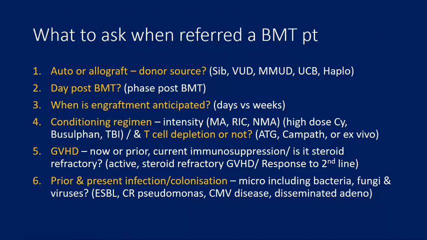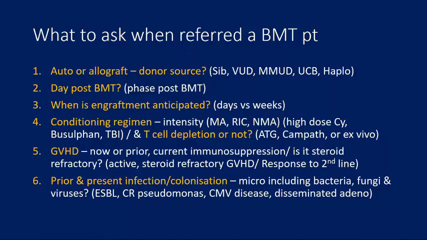What's the donor source, to help guide what that risk of GVHD and immunopathology may be? What phase are they post-transplant? That's possibly one of the key things from the outset before you even see the patient, which gives you an idea what they should and shouldn't be expecting at this stage. When is engraftment anticipated? What's the conditioning regimen? Is it T-cell depleted? Have they got graft versus host disease? And what sort of bugs have they had?